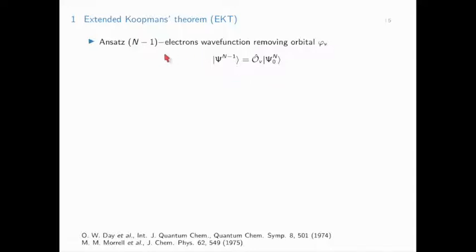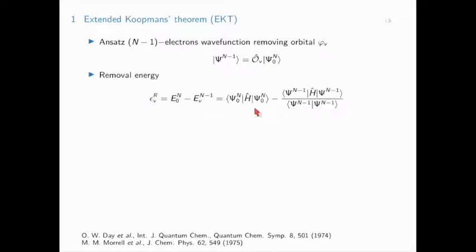Basically, we start by considering an electron system in its ground state. Then for the n-1 electron wave function, we make this kind of ansatz. In second quantization form, we have this ansatz, where O_V is a destruction operator corresponding to the orbital φ_V. So what we are doing is removing one electron from the n-electron system in this particular orbital. This orbital will be determined later variationally.